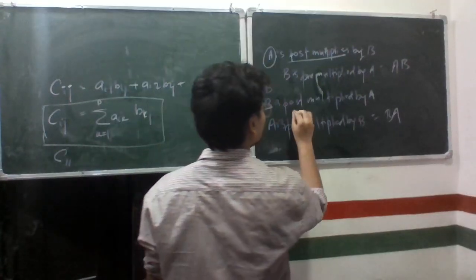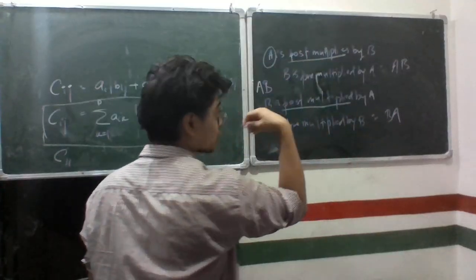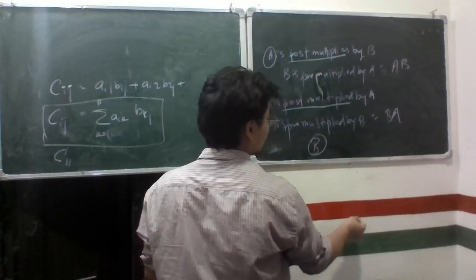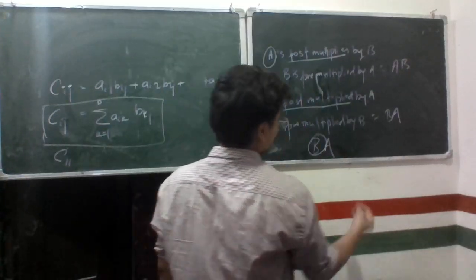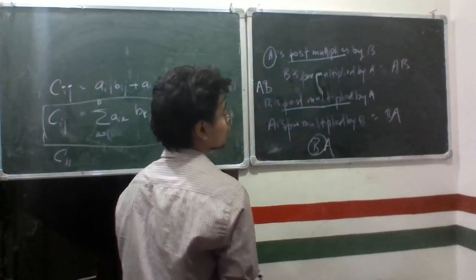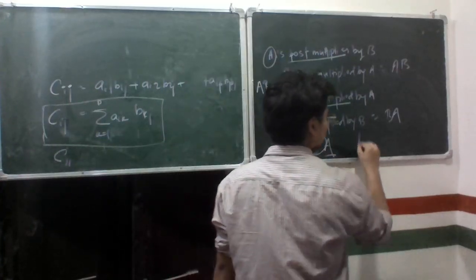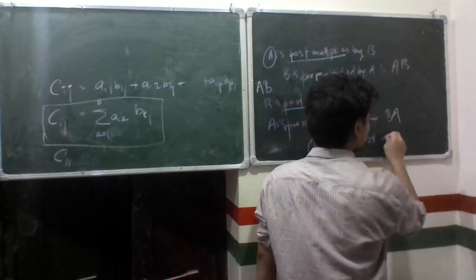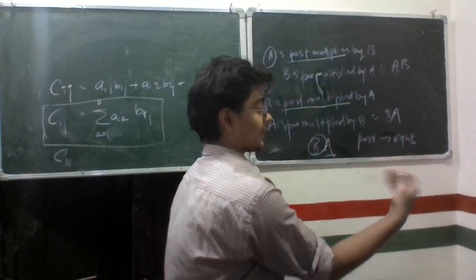Similarly, if we have B is post-multiplied by A, that means B is already there and A multiplies it after, from the right hand side. So whenever we say post-multiplies, just remember that it always multiplies from the right side.